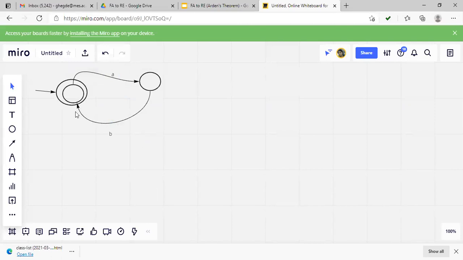Okay, so this is my finite automata. If you see, I'll name the states Q0 and Q1. I'll just name them as 0 and 1.